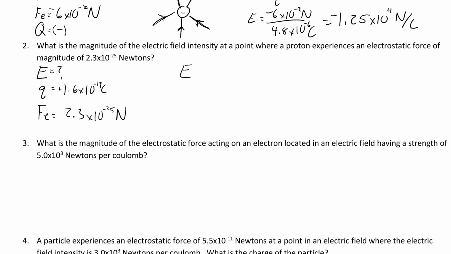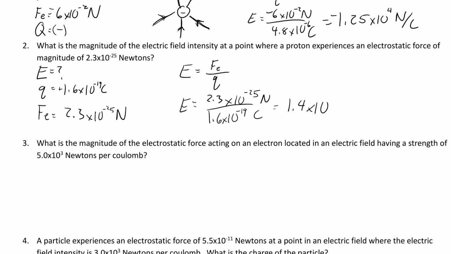So the electric field strength is equal to the amount of force you feel per unit charge. So you get 2.3 times 10 to the negative 25th divided by 1.6 times 10 to the negative 19. And that's a newton, that's a coulomb. That's how we get an answer in terms of newtons per coulomb. And you get 1.4 times 10 to the negative 6 newtons per coulomb of charge at that position in the field.